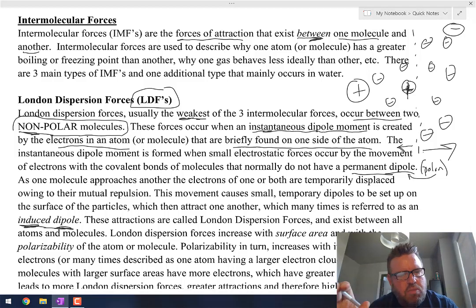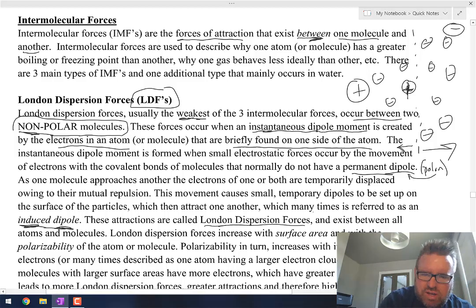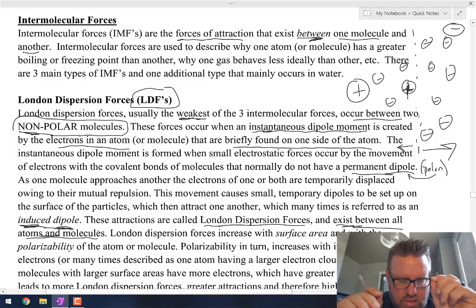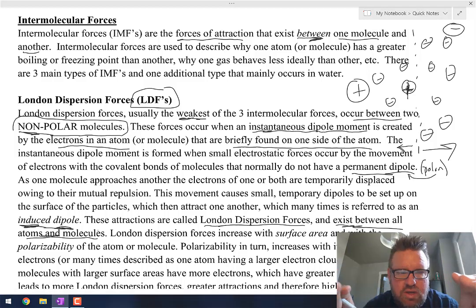So as one molecule approaches another, the electrons of one, again, are temporarily moved to one side, let's say. Okay, and again, this causes these small temporary dipoles to be set up. And again, we kind of call it an induced dipole, not a real dipole. We've kind of induced that dipole. Okay, and again, these types of attractions are called London dispersion forces, and they do exist between all atoms and molecules. So whether it's polar or non-polar, every single type of molecule can do this. Okay, again, it's the nonpolar molecules that only experience the London dispersion forces.